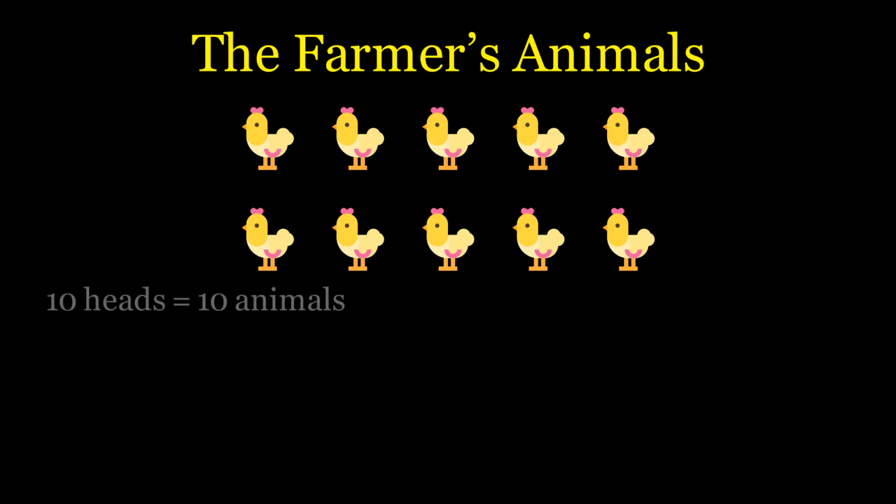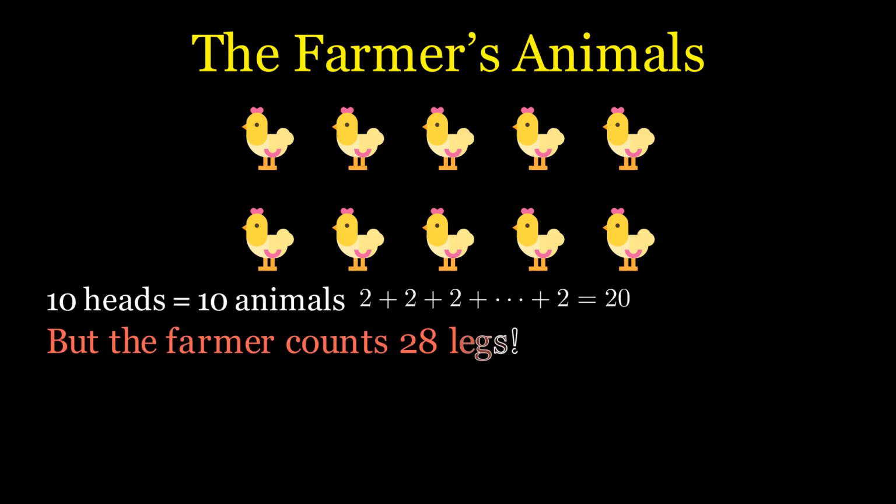Let's imagine they are all chickens. Then we would have 10 heads, and that makes 10 animals. Each chicken has 2 legs. So 10 chickens would have 20 legs in total. But wait, the farmer actually counted 28 legs.